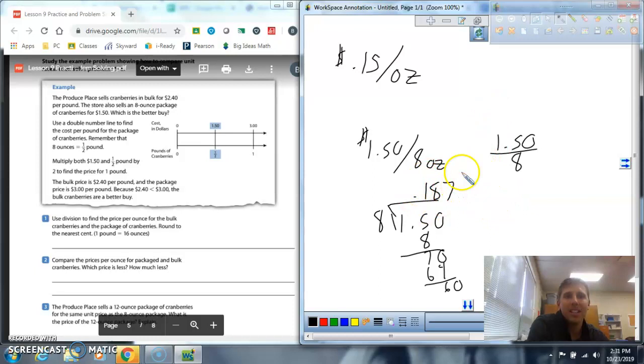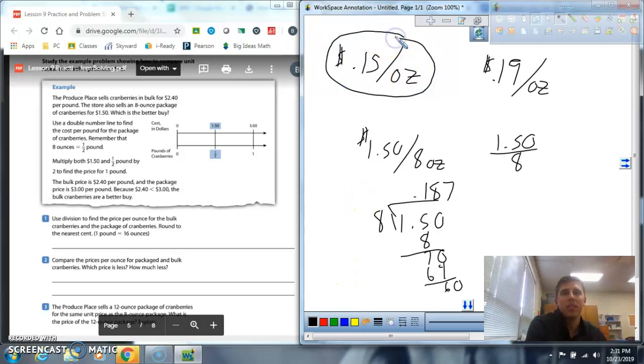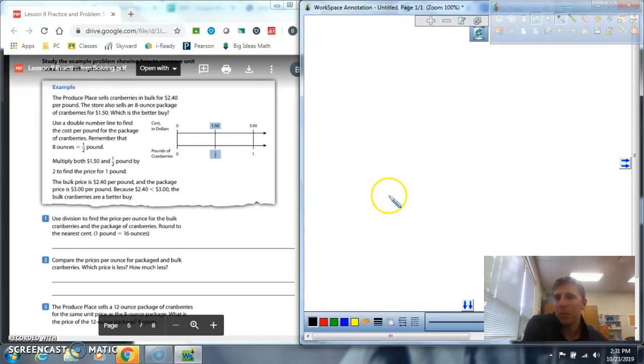Okay, so now we got to round up. We know we got to go to 19 cents. So this second one would be approximately 19 cents per ounce. Okay, so which one's the better deal? The $2.40 per pound, or the 15 cents per ounce, the first one. Okay, and you found that already when you did it by pounds. This is just showing you that you can do the same relationship per ounce instead. Okay, So compare the prices per ounce of the packaged in bulk. Which price is less? How much less? Okay, we just kind of did that.